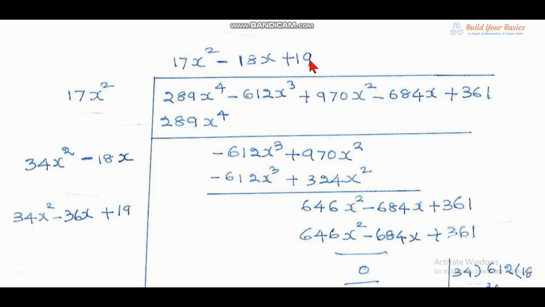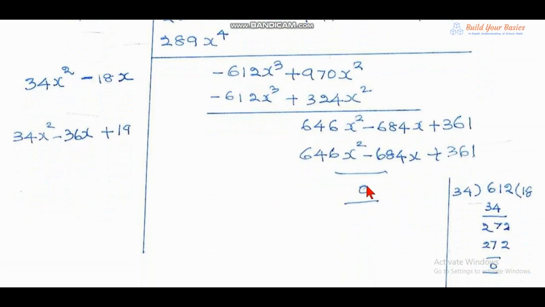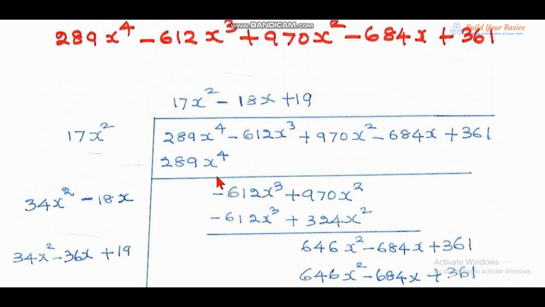That's the last part of the square root, the last number. Multiply by 19, 34x squared minus 36x plus 19, getting 646x squared minus 684x plus 361. Subtract, we get 0. And the square root is 17x squared minus 18x plus 19.